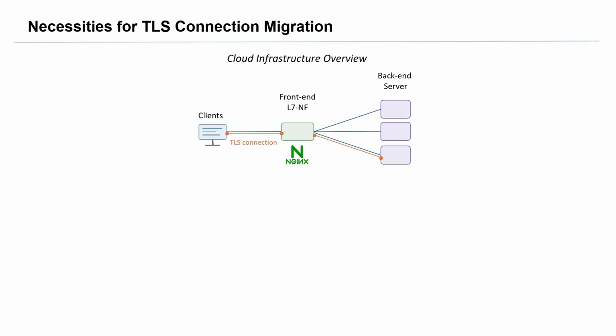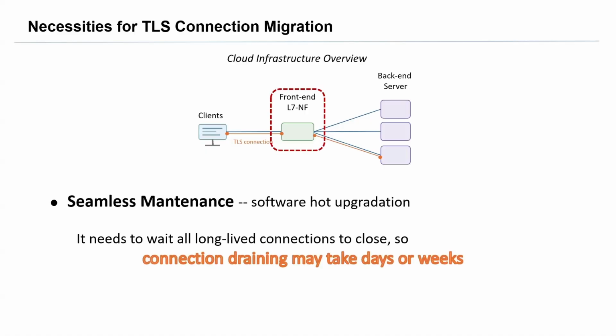So why do we need TLS connection migration? Let's begin with the typical cloud service path. A client TLS connection passes through a front-end L7 network function application before reaching the backend server. The layer 7 component may be a proxy or a load balancer, like the Envoy application. The first motivation is seamless maintenance, like software hot upgrade in the cloud. The conventional approach stops accepting new connections and waits for existing ones to terminate naturally. This is known as connection draining.